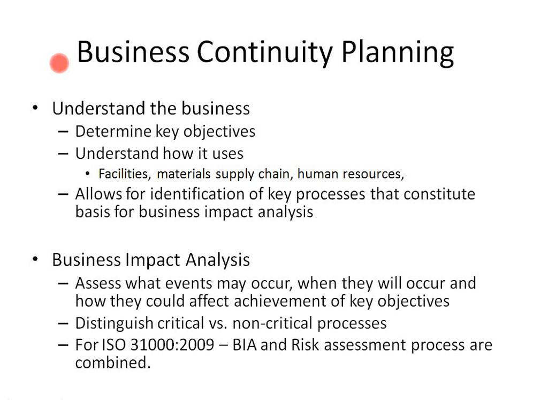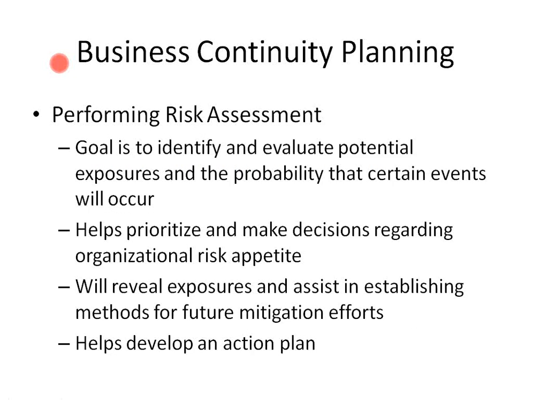And then there's ISO 31000:2009, which is the international risk management standard. Business continuity and risk assessment are combined. They're really tied in as part of a singular process. The next step after that is performing the risk assessment. So we identify the risk register of all these possible events that may occur and the probability of those. Then we identify and evaluate the potential exposures to the probability that certain events will occur. And then doing that helps us prioritize and make decisions regarding organizational appetite.